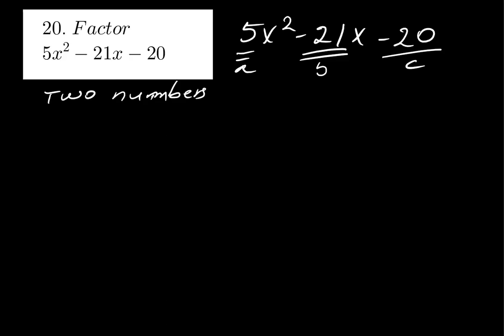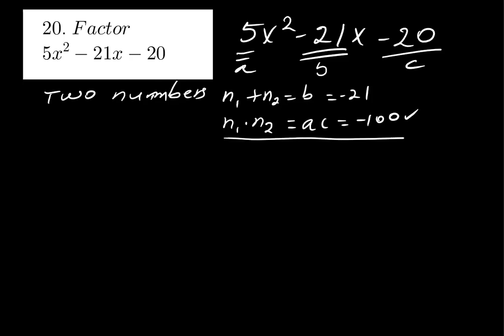n1 and n2 add up to b, with n1 plus n2 is equal to b, or -21, and n1 times n2 is equal to ac, or -100. Okay, so this is what we need to find. Easy. If you look at this carefully, if you take -25 and 4, what do we get? This is exactly what we need.